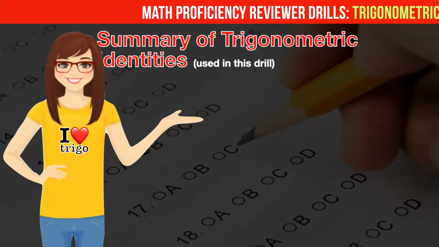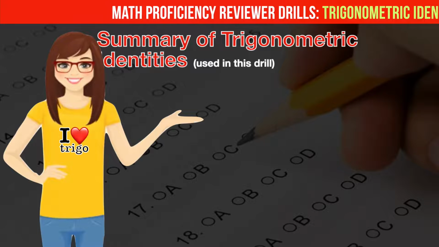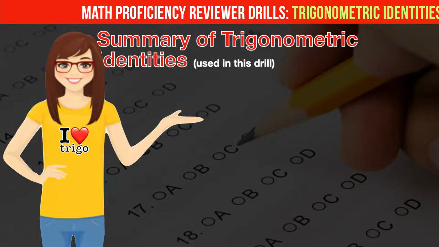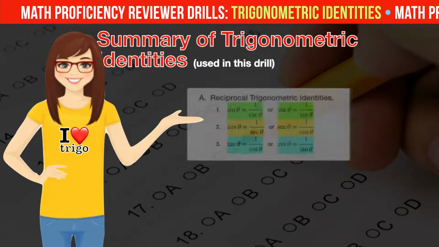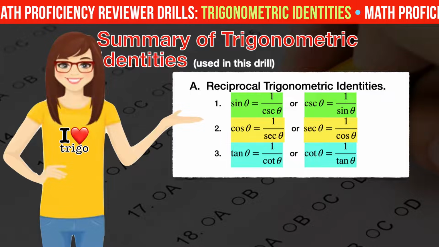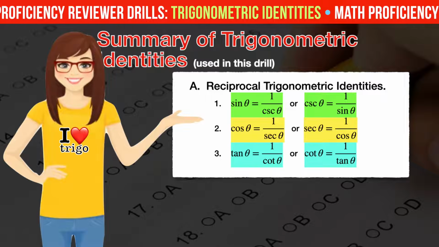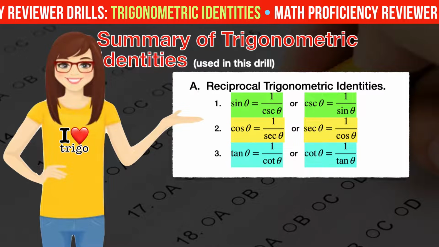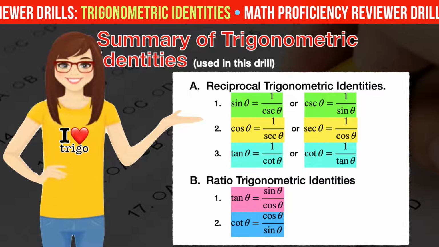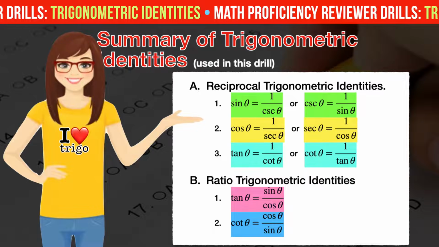that we will be presenting in this summary, although other names of angles may have been used on the actual questions where these trigonometric identities have been used in. First are the reciprocal trigonometric identities. There are 3 of these and we've repeatedly used them in almost all of the preceding drill questions that we have presented. Next are the ratio trigonometric identities.